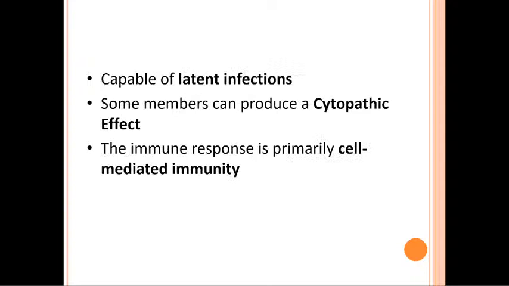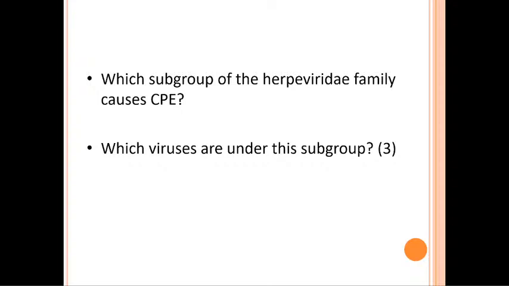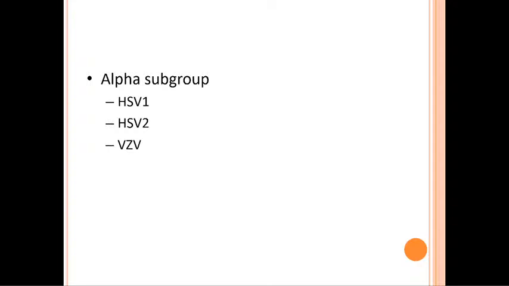They have what you call a cytopathic effect. And they cause an immune response known as a cell-mediated immune response. Okay? Now, a cytopathic effect is expected in cases of this particular subgroup, the alpha subgroup. Okay? The viruses under this particular subgroup are HSV-1, 2, and VZV. What is VZV? Varicella zoster virus.